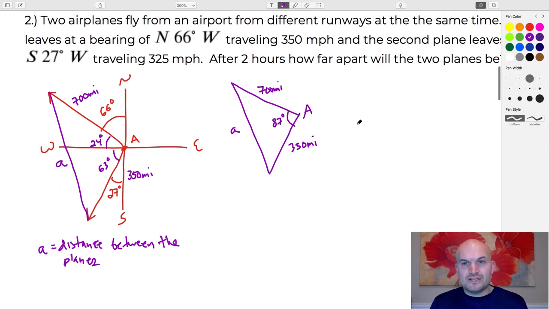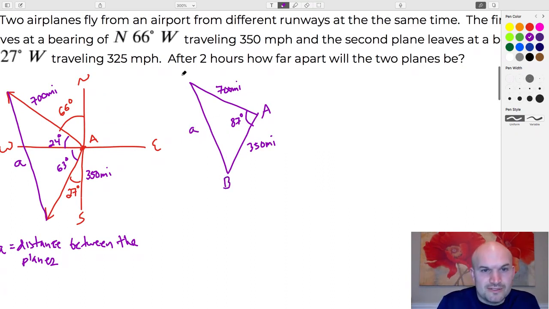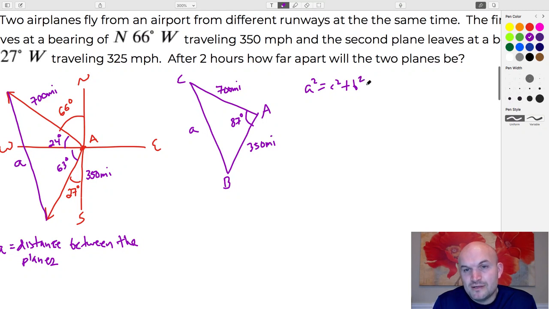So again, the question is, how far are they going to be apart? Well, you notice this is a side angle side, and we're looking for A. Let's call this B here and this one C. So we can label these, because now I can use my law of cosines. I have angle A. I need to solve for A, so I can use the formula A squared equals C squared plus B squared minus 2 times C times B times the cosine of A. Those variables are arranged differently than what I had written up there, but it doesn't matter how you order them when you're adding or multiplying.